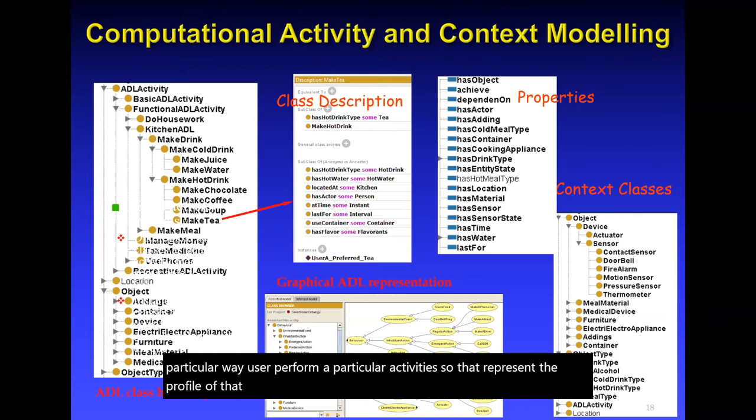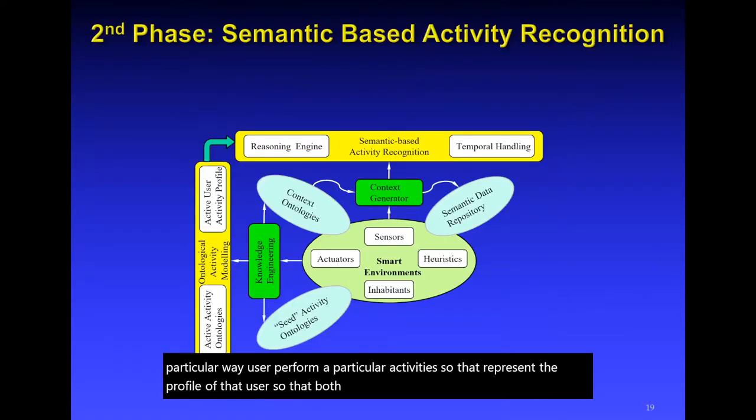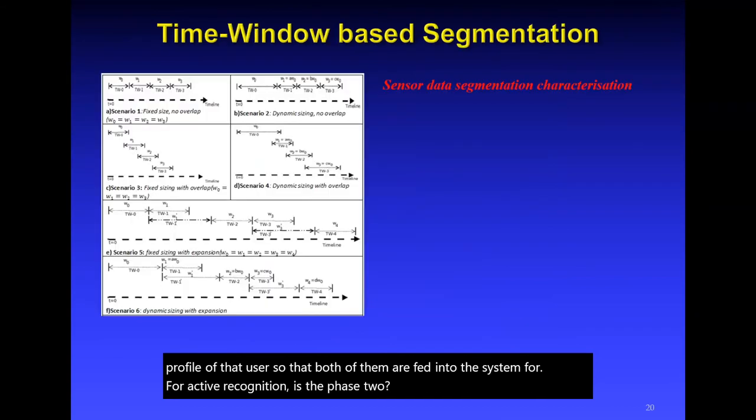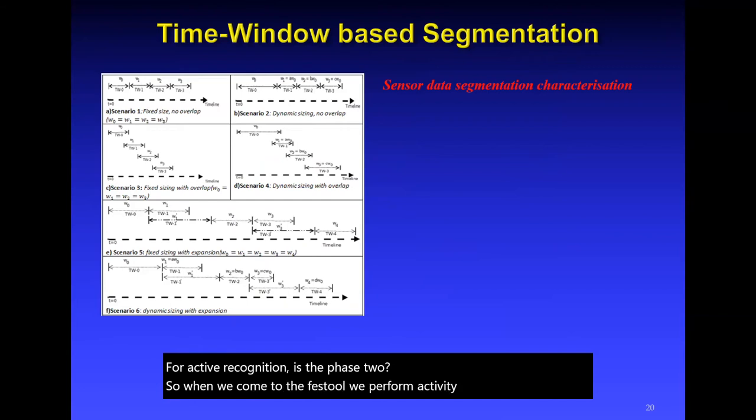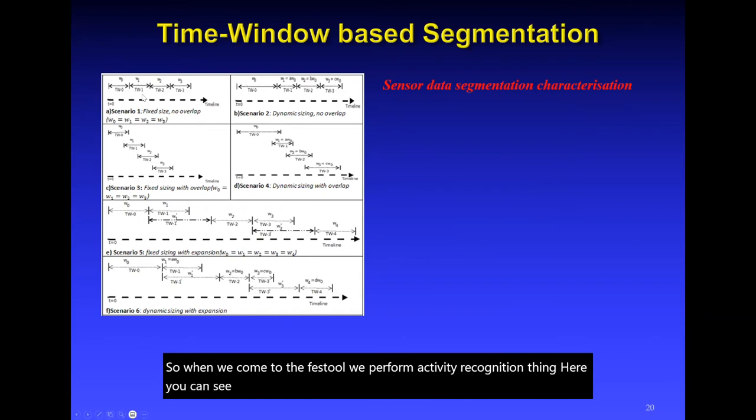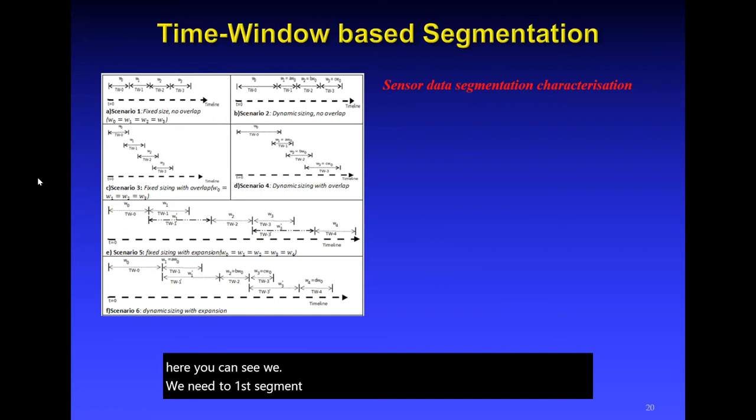Both are then fed into the system for activity recognition. It's the phase two. So when we come to phase two, we perform activity recognition. Here you can see we need to first segment the different sensor data. So we analyze the different characteristics of the streaming data series.